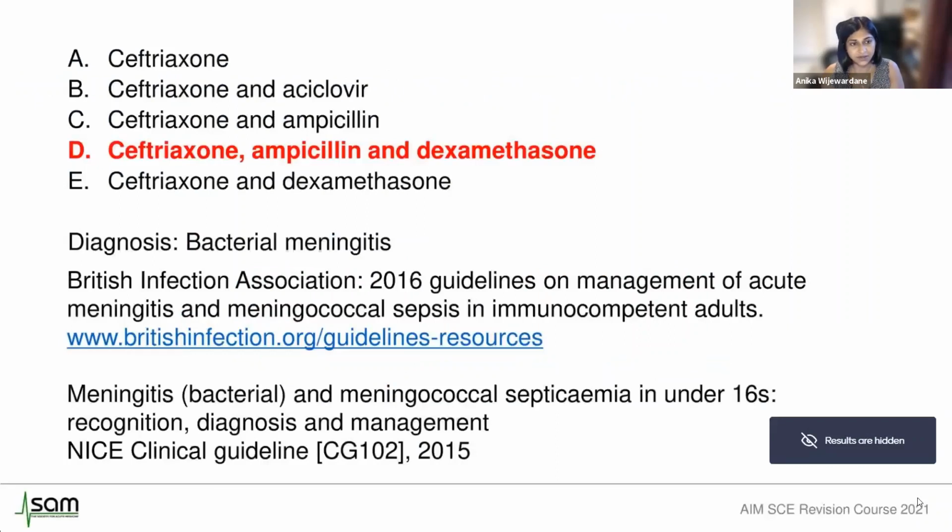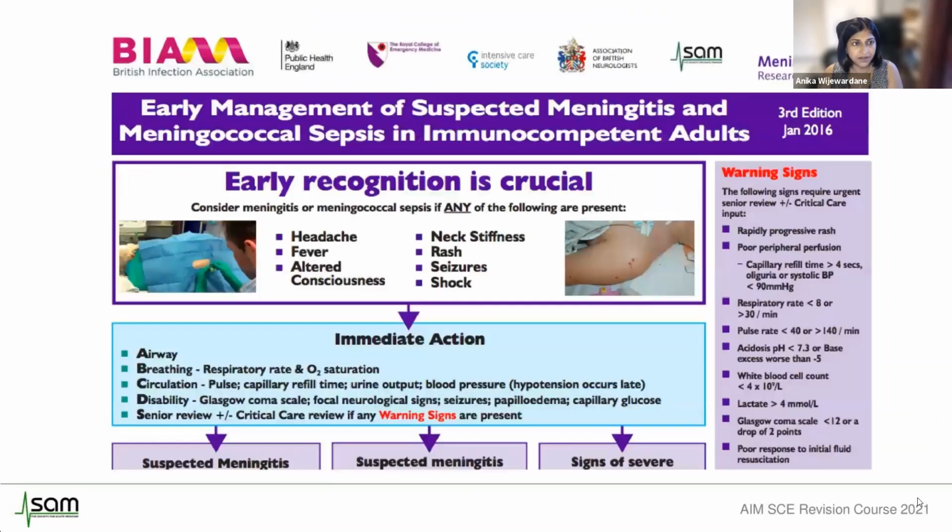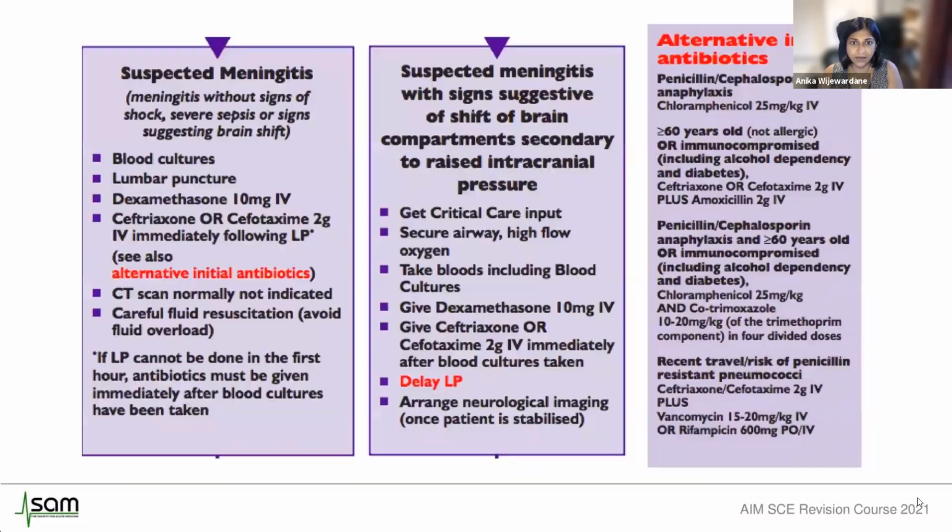So the diagnosis that they were leading to, which I think everyone would have got to, was bacterial meningitis. And the guidelines around this are the BIA and the NICE guidelines to look at. The BIA guidelines are quite good from the exam perspective. If you are going through one bit of one of the guidelines on bacterial meningitis before the exam, it is this column.